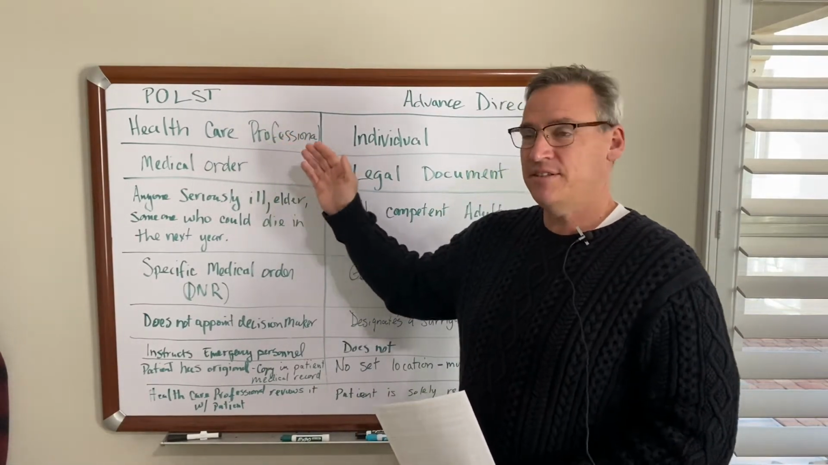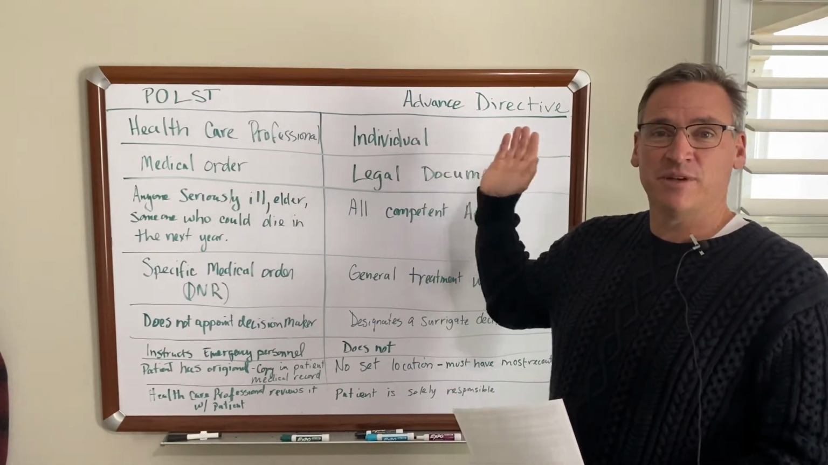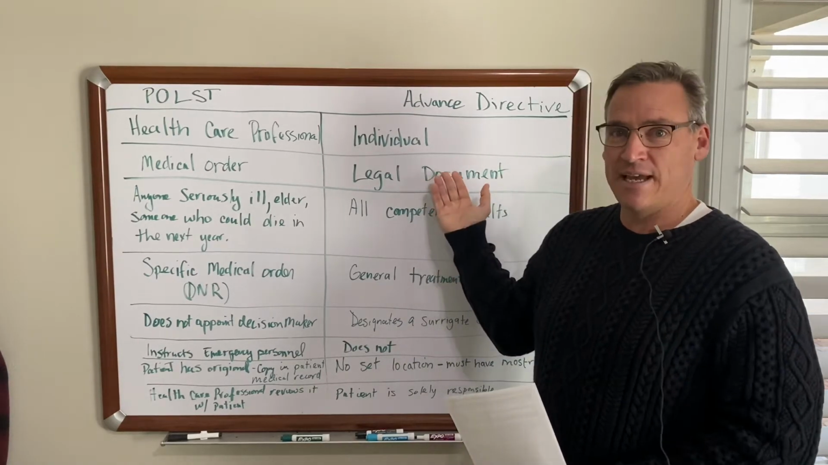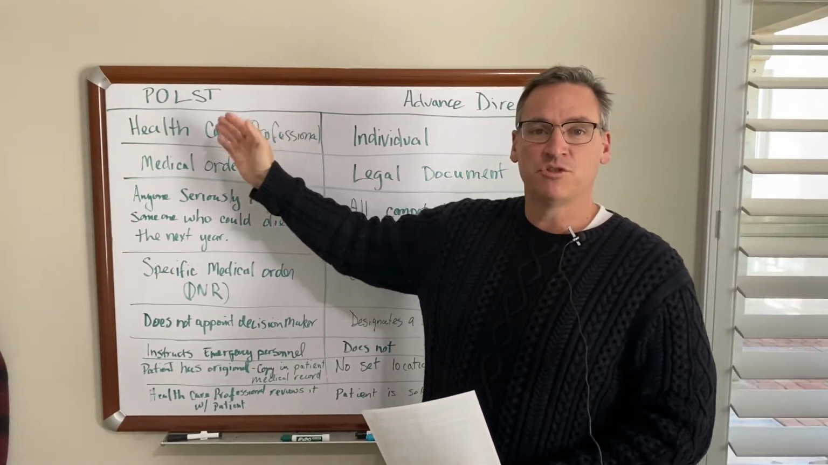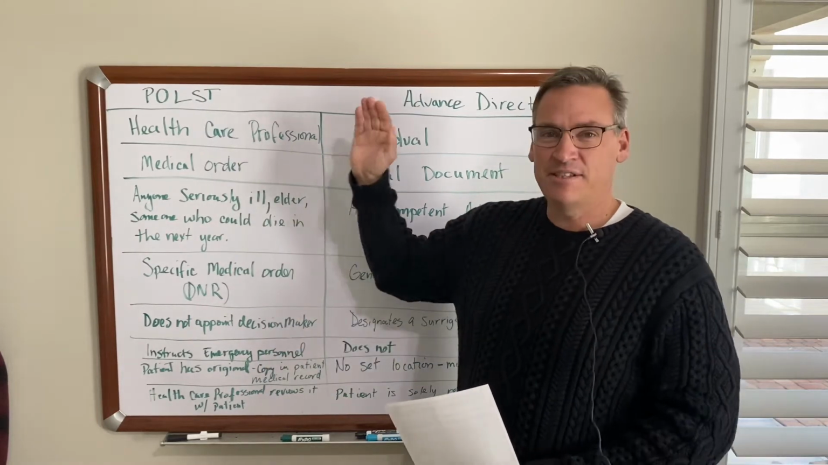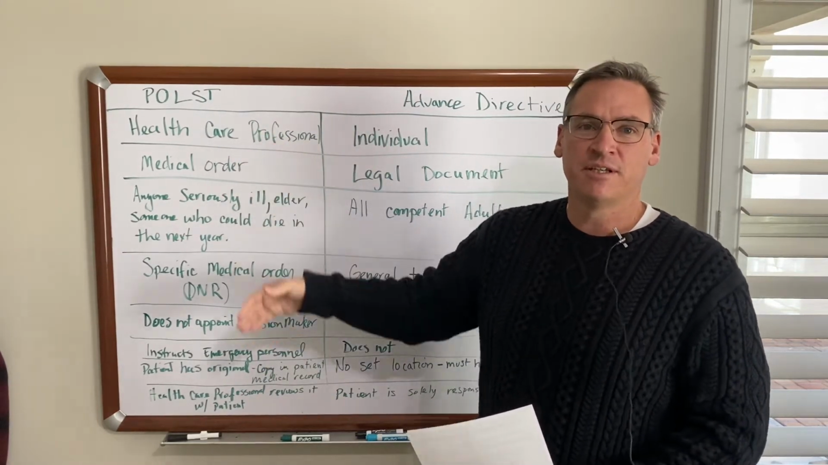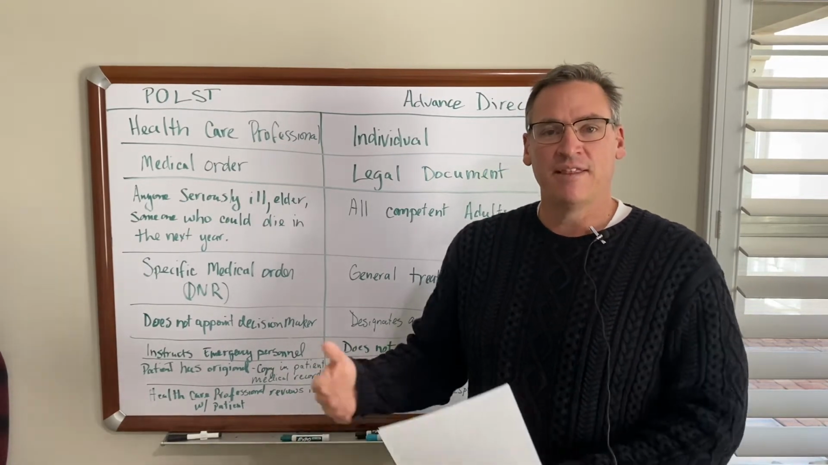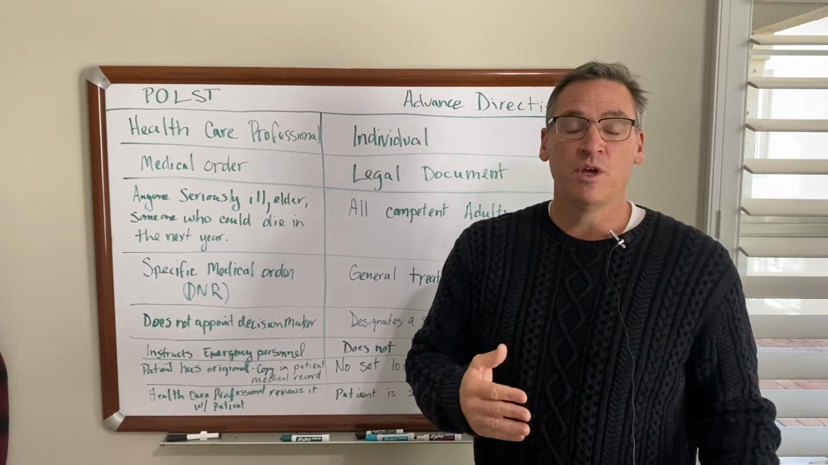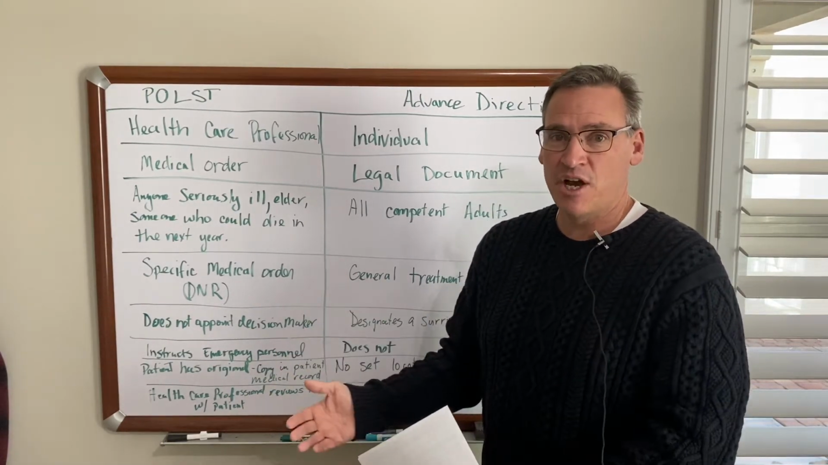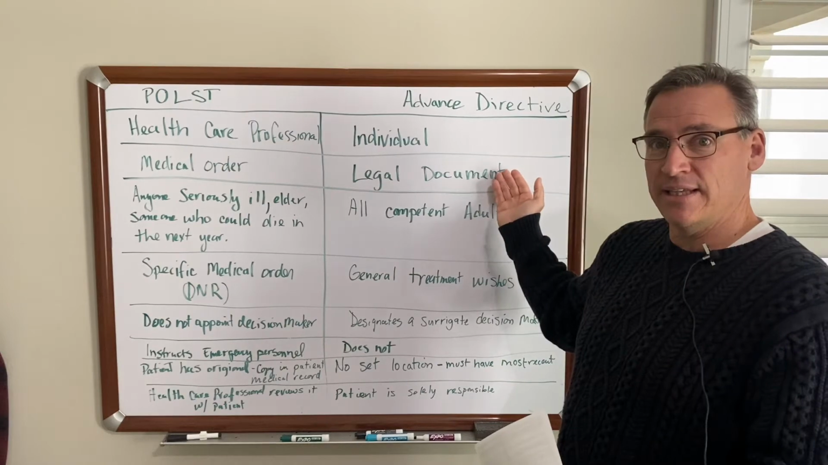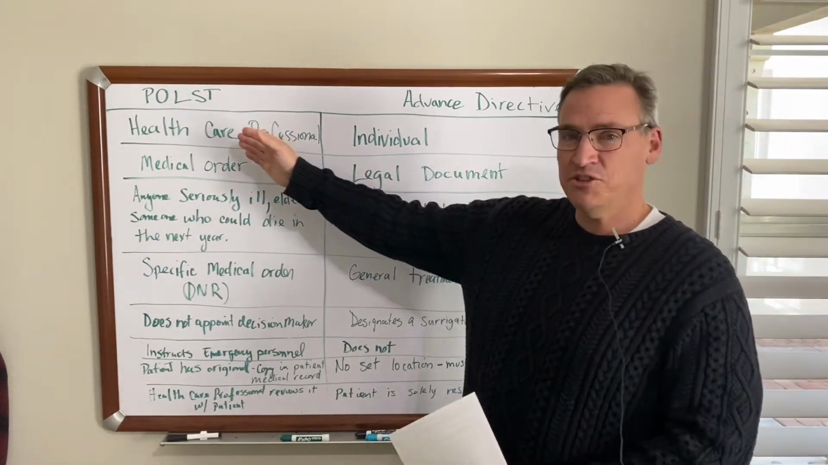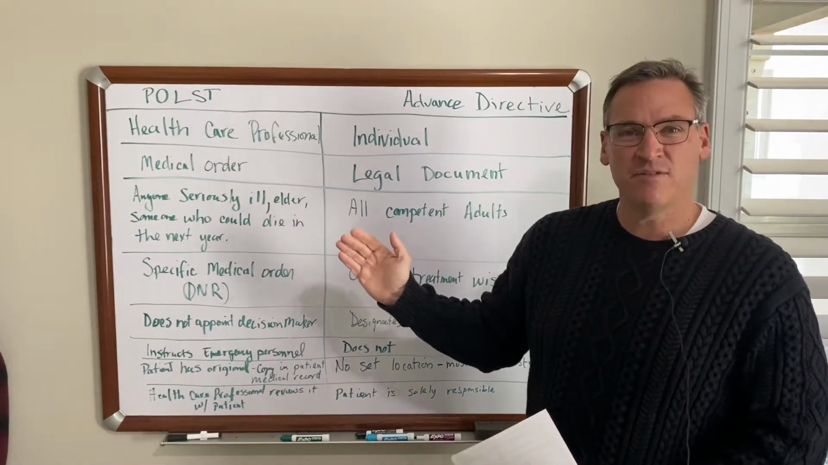A POLST is different from an Advanced Directive. An Advanced Directive is something that the individual themselves does from a legal standpoint, whereas a POLST is strictly in the medical field. This is typically done through a caring conversation between the patient and the doctor, or somebody who is working on behalf of the patient and has the authority legally to make decisions for that person. Okay, so I'm just going to rip through these real quick just to give you an idea of the difference.